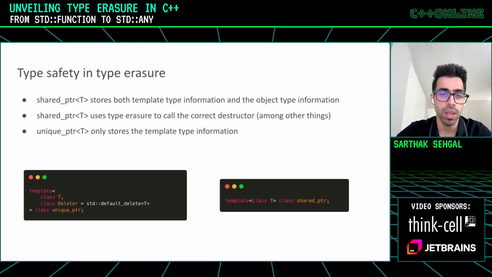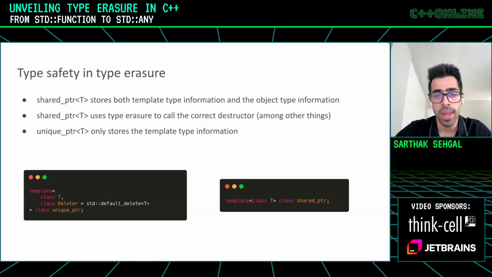You can get a bit of a hint for this in the signatures for the shared pointer and unique pointer. You can see unique pointer takes the template type parameter T and also a deleter. It defaults the deleter to default delete, which simply calls the delete operator. This is why when we were passing a type void, it was defaulting the deleter to default delete of type void, which is undefined behavior.